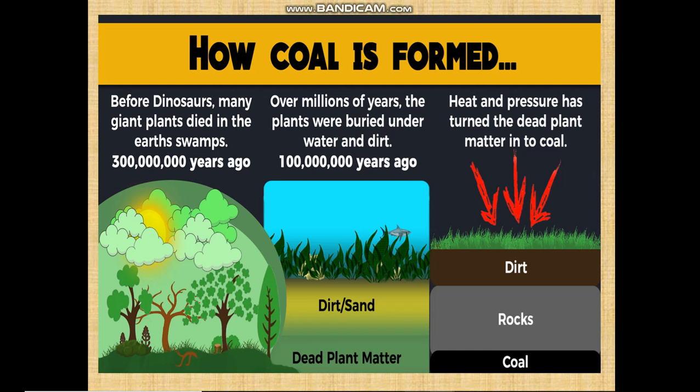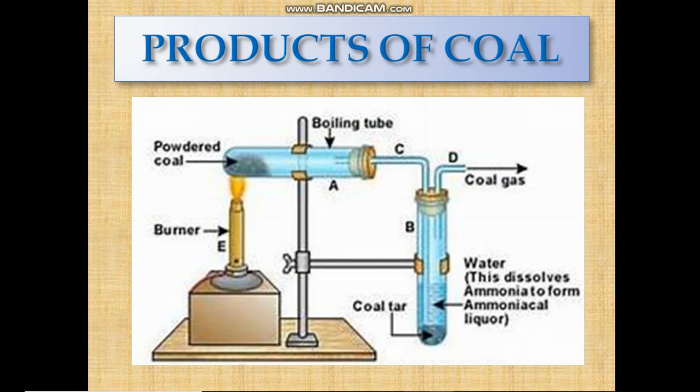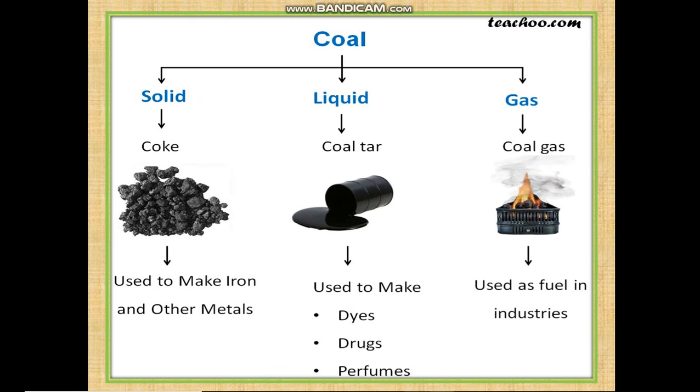Coal is also processed in industry to get some useful products such as coke, coal tar and coal gas, which we will discuss in the next slide. Okay, so first of all, coke. What is coke? Coke is a tough, porous and greyish substance. It is obtained by destructive distillation, or we can say refining, of coal.